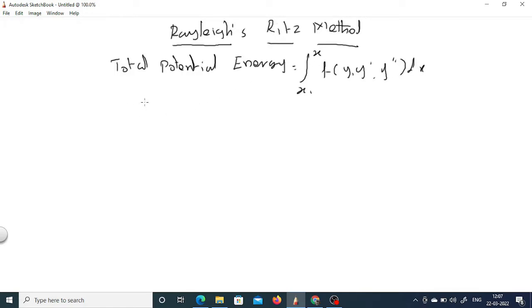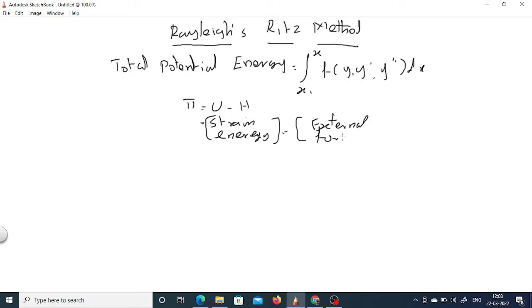So in the Rayleigh-Ritz method, pi, which means total potential energy, is equal to U minus H. Here, what is U? Yes, U is strain energy or internal energy. After that, H means external energy, the external forces acted on the body.